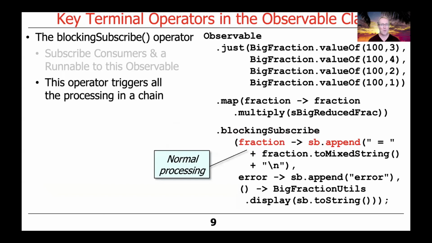So the first parameter that's passed in here is essentially a lambda expression that handles normal processing. In this case, it's going to take each of those big fractions that have been multiplied and append them to the end of our StringBuilder parameter that was defined earlier in the example we'll look at in the case study. If anything were to go wrong, for example, if an exception was to arise, we would have this second parameter used to append an error value to the end of the StringBuilder. And when the 4 values are emitted and transformed by map, then the completion processing, when everything's done, will be handled by the third parameter, which in this case will simply cause the StringBuilder to be turned into a string and displayed on the standard output.